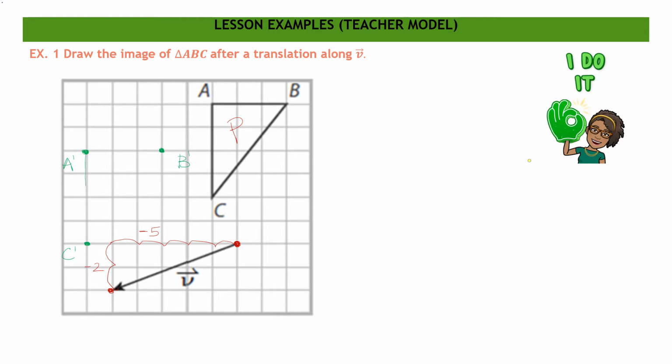Now that we have all three of our vertices, we can go ahead and connect them to create our image, and I'm going to label that I. And here we go, guys. We have taken our pre-image of triangle ABC and used our vector to slide it in the direction that was given, 5 units to the left and 2 units down.